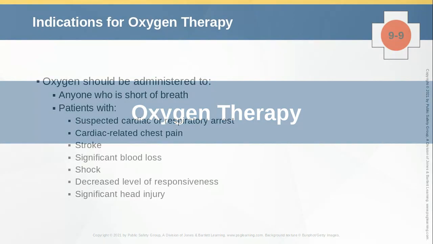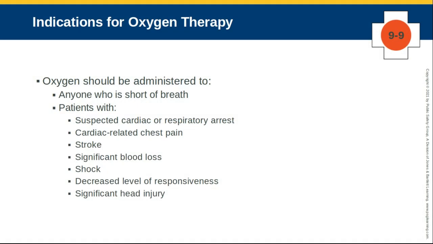Let's focus on oxygen therapy. The indications for patients who may need oxygen is anyone who is short of breath. If we're dealing with a cardiac or respiratory emergency, including a possible heart attack where we see a patient with chest pain. If we have some sort of possible stroke or transient ischemic attack, something going on with a possible brain bleed or blockage to the brain. If we have significant blood loss and we're concerned about hypovolemic shock or a head injury.